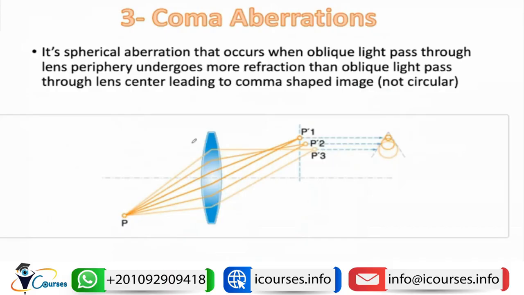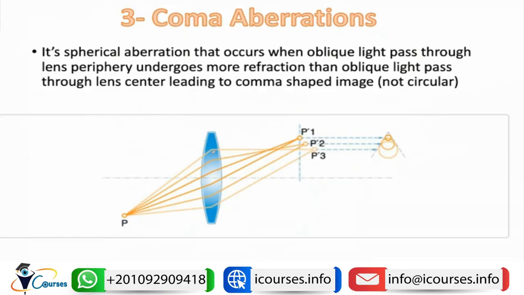The third type of peripheral aberration, which occurs due to refraction by the peripheral part of the lens, is called coma aberration. Coma aberration is a subtype of spherical aberration that occurs when oblique light enters through the lens periphery. So apart from the oblique astigmatism that we mentioned, another type of refraction will cause what is called coma aberration.